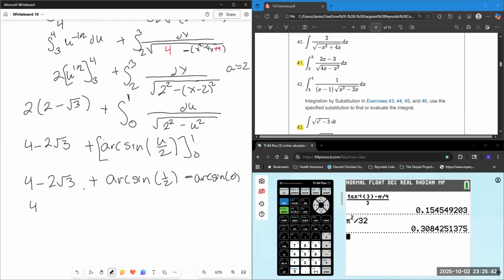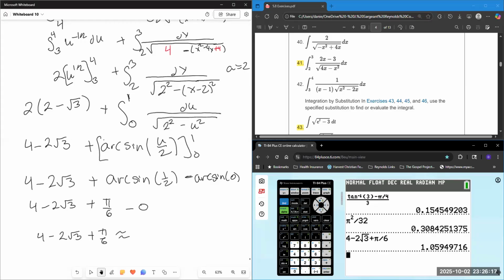That is 4 minus 2 root 3 plus arc sine of 1/2 minus arc sine of 0. This is 4 minus 2 root 3 plus pi over 6 minus 0, which is 4 minus 2 root 3 plus pi over 6, approximately, rounding to 3 decimal points, 1.059. So now on to number 43.